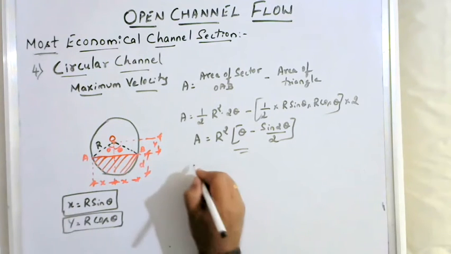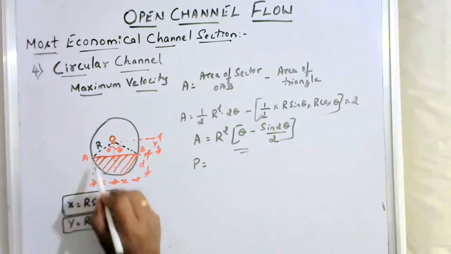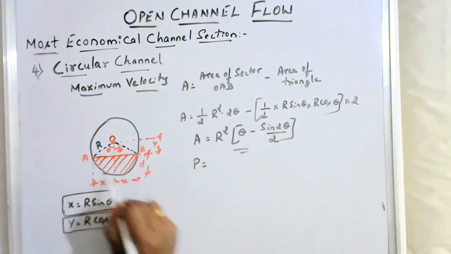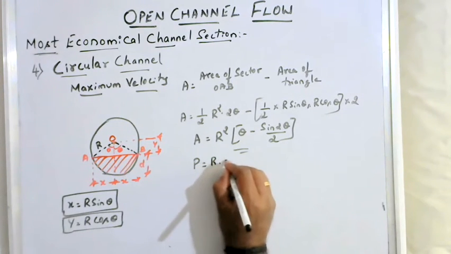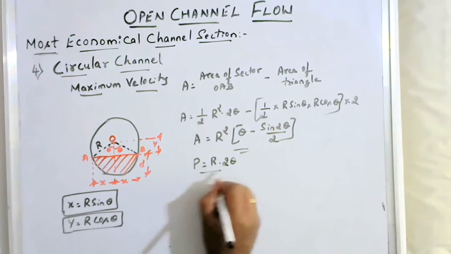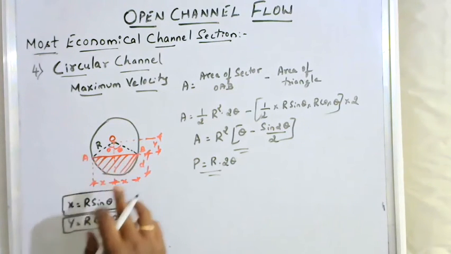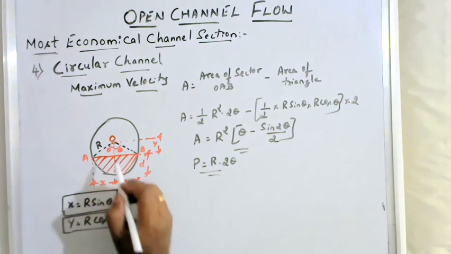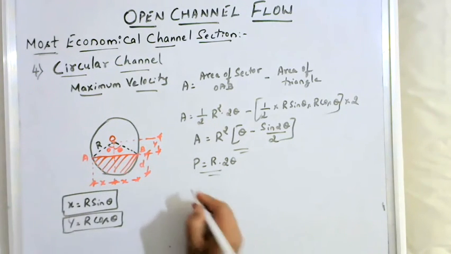Now I'll write the wetted perimeter P. The wetted perimeter is nothing but the sector boundary AB, which is given by radius r multiplied by the total angle, that is P is equal to r into 2 theta. Theta is the main thing which decides the channel condition, so you have to find the value of theta.